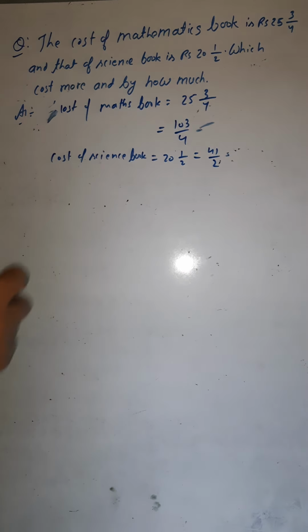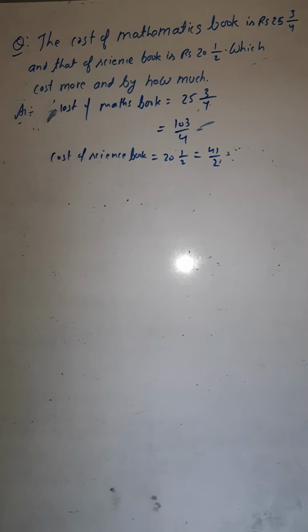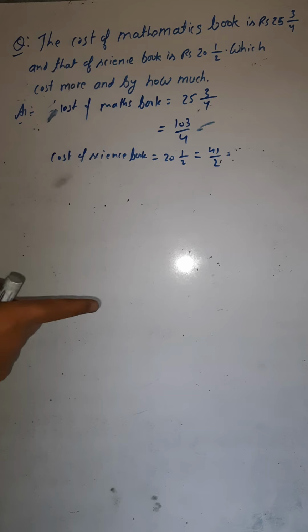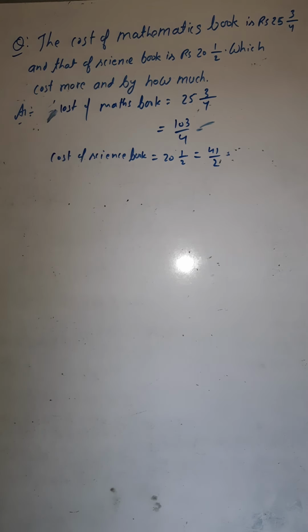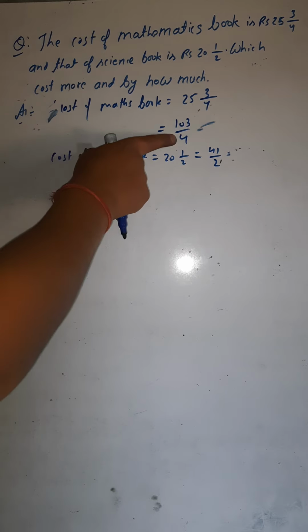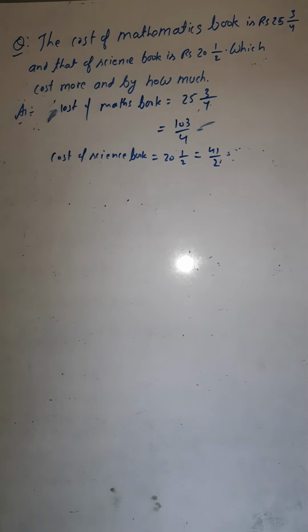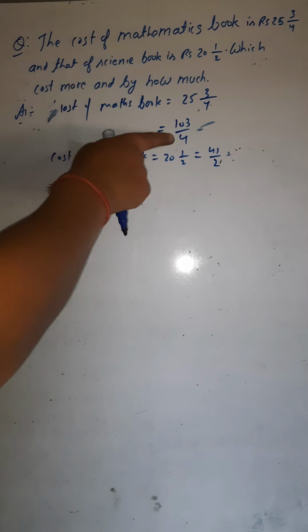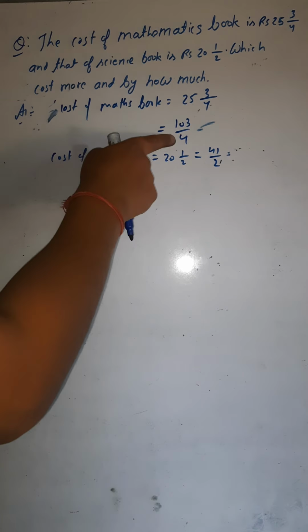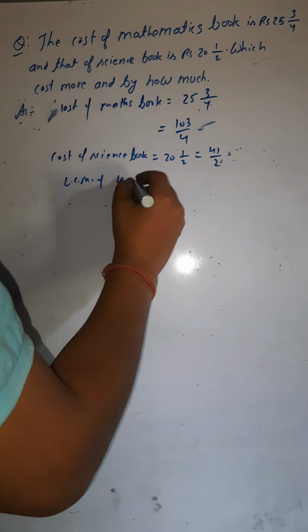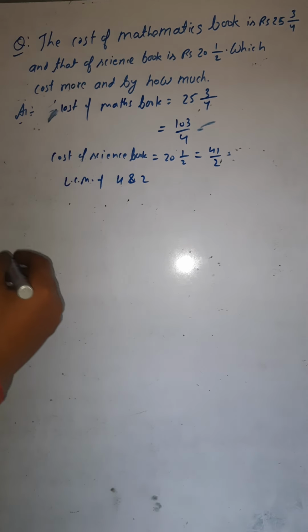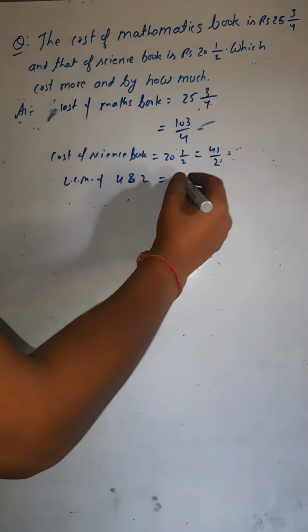Now which one costs more? Whether this is more or that one more, that you have to tell by taking the LCM. That I already told you. Which one is greater among these two? If you want to find it out, you would have to take the LCM of both the denominators here. So you have to take the LCM of 4 and 2. Can you tell me the LCM of 4 and 2? LCM of 4 and 2 is 4.